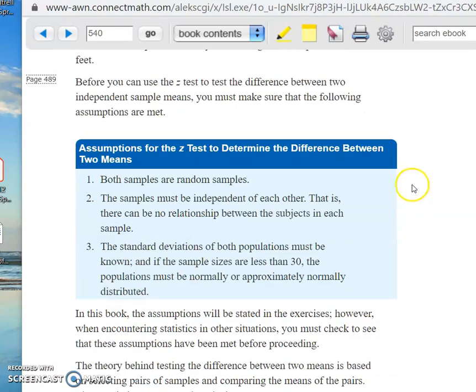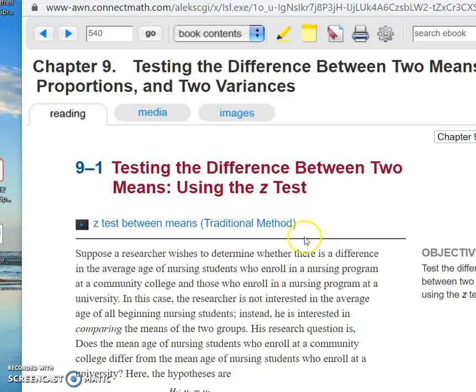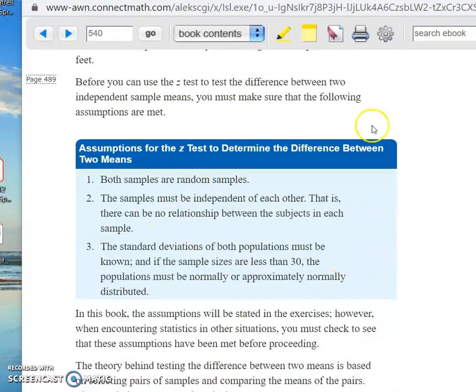Okay, so here are the requirements. So remember we're in 9.1. We're going to be comparing the means. Here are the requirements. Both samples are random. They must be independent. Okay, and then the standard deviations of both populations must be known. If you don't know them, you don't quit. What you do is you use the t-test, which is in section 9.2. So this is very similar to what we've done before. If you know the standard deviation, then you can use the z-test.